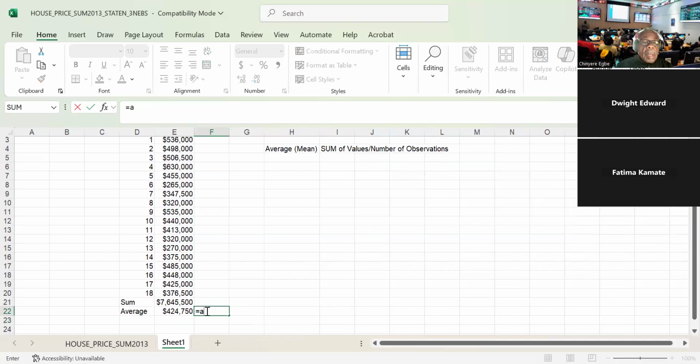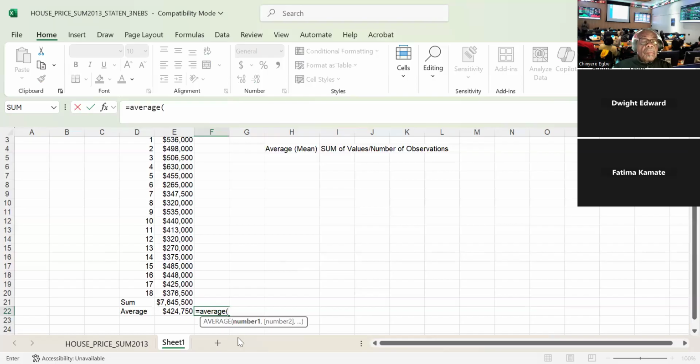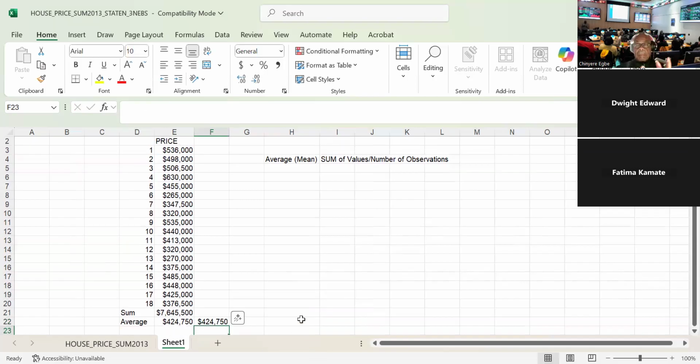You can also get that average in Excel by simply saying equals average, you can sum, you get exactly the same thing. Okay, you can easily get it in Excel that way. This is called the simple average.